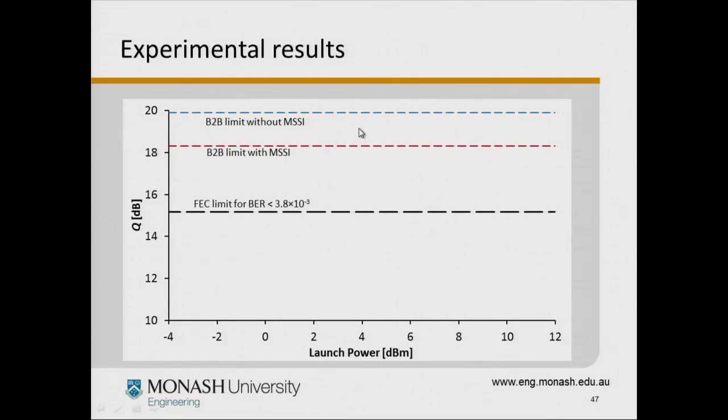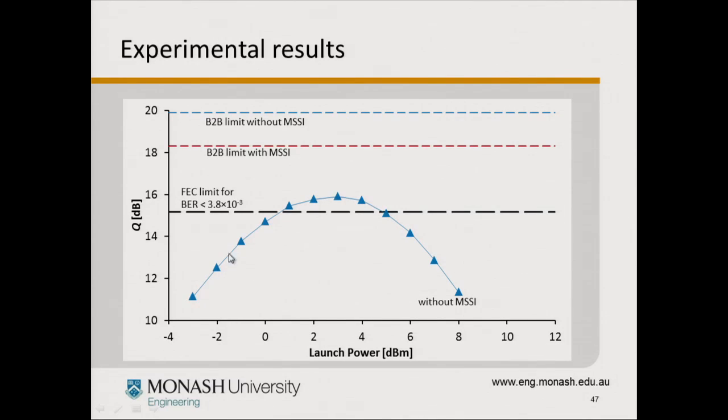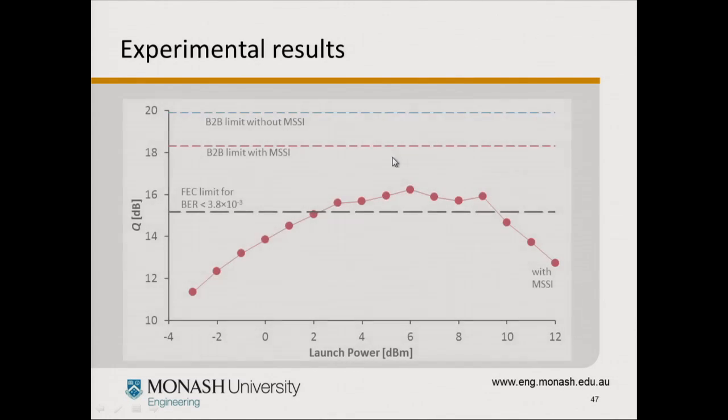So here we see just the back-to-back case. This is without the link itself, just the back-to-back performance, followed by the back-to-back performance with an optical phase conjugator. This shows the degradation caused by the phase conjugation process. And this is the link performance. So here is the launch power through the link. Of course, it's not relevant when you're not going through the link.